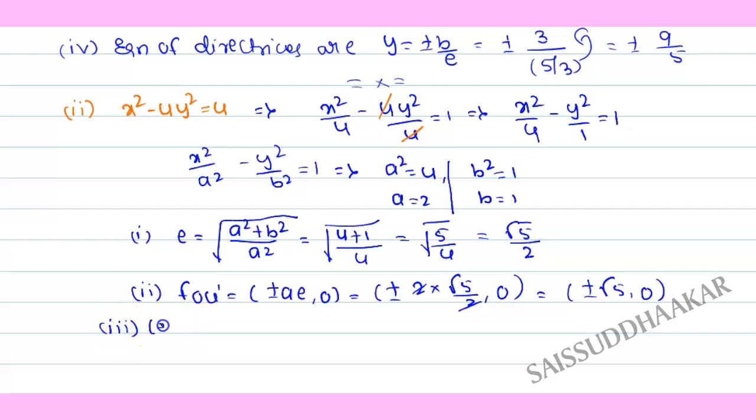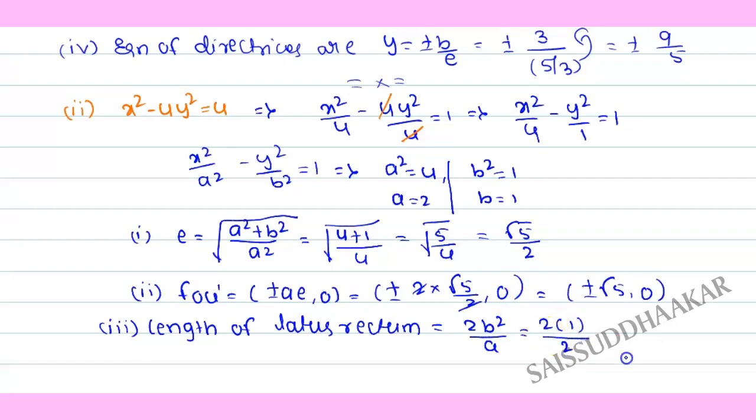the length of the latus rectum. The length of the latus rectum is equal to 2b square by a. So this equals 2 into b square value 1 by a value 2. Here 2 will get cancelled. The length of the latus rectum is equal to 1.